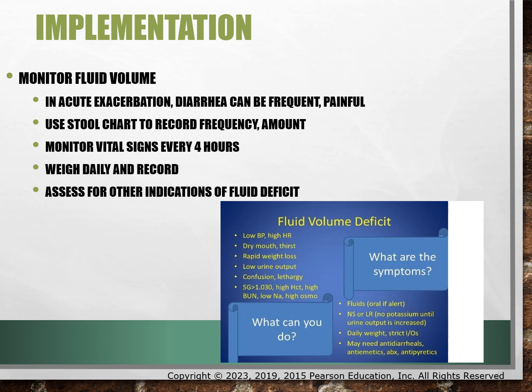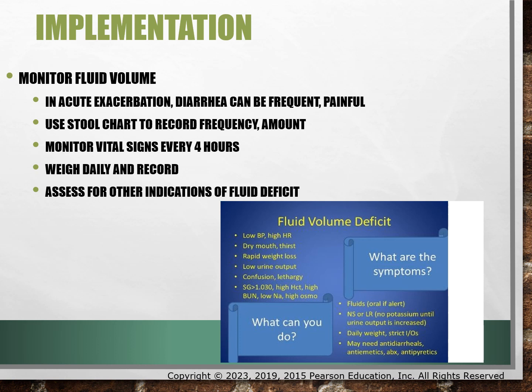Monitor fluid volume. During an acute exacerbation of IBD, diarrhea can be frequent and painful. The frequency of defecation can affect your schedule too. Why? If you're trying to work and you're constantly running to the bathroom. So the frequency of defecation and associated abdominal pain and cramping may interfere with ADLs and increase the risk for hypovolemia, low volume, and impair skin integrity.